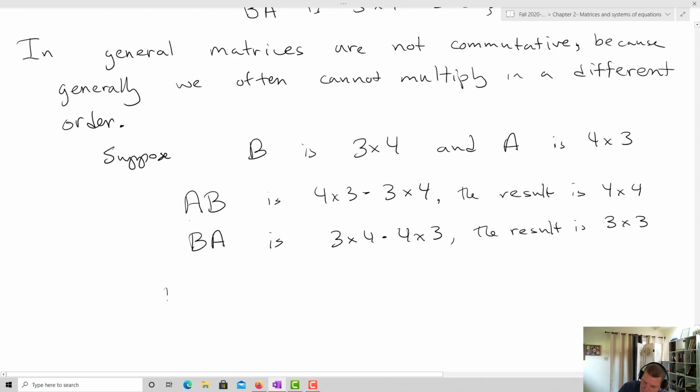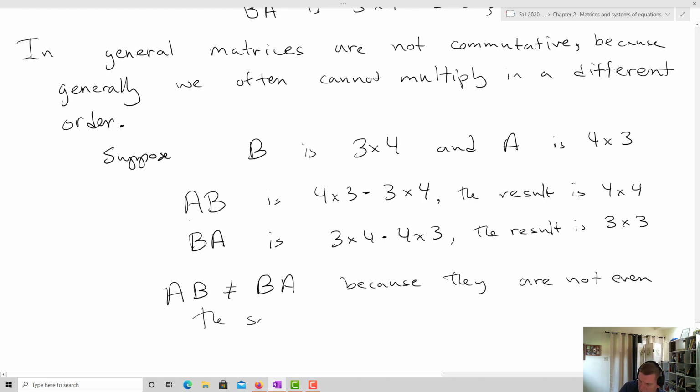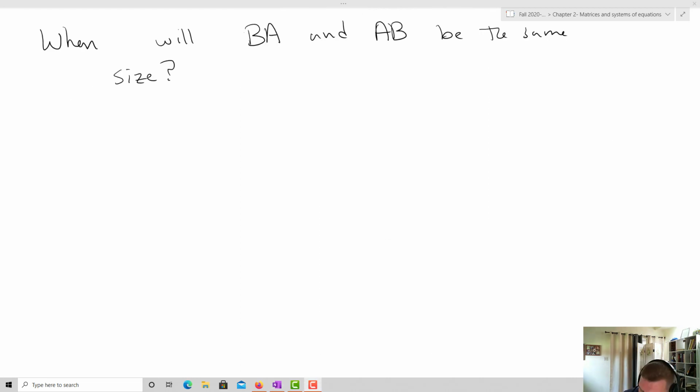Clearly, AB does not equal BA because they're not even the same size. They are not even the same dimension. So it begs the question, under what conditions might we actually have AB equal to BA? So when will BA and AB actually be the same size?